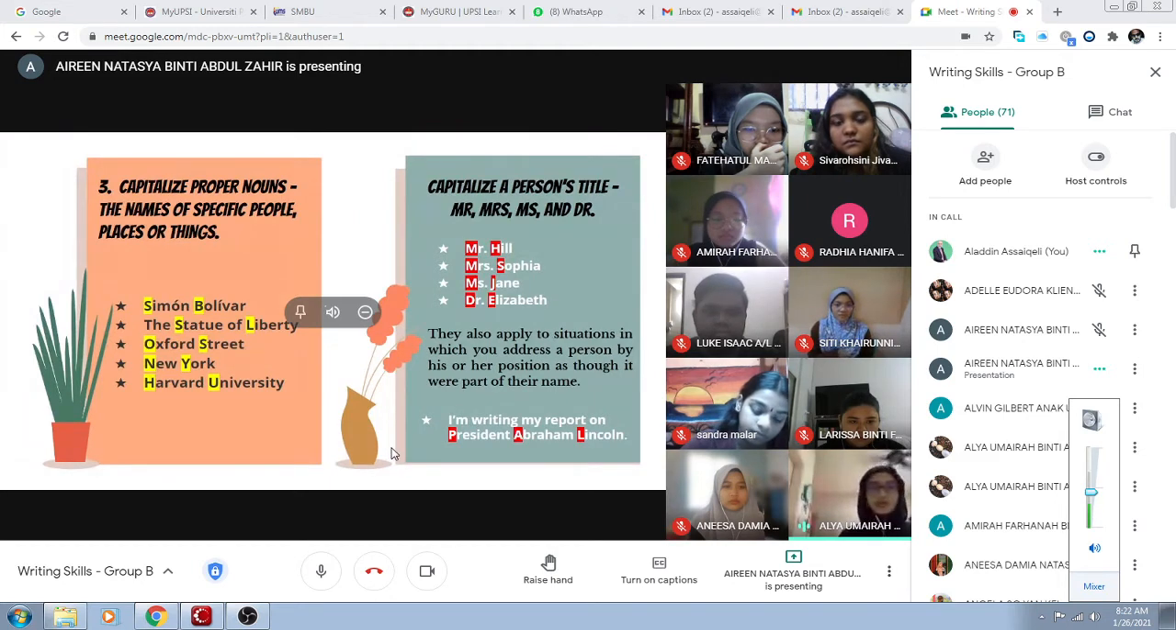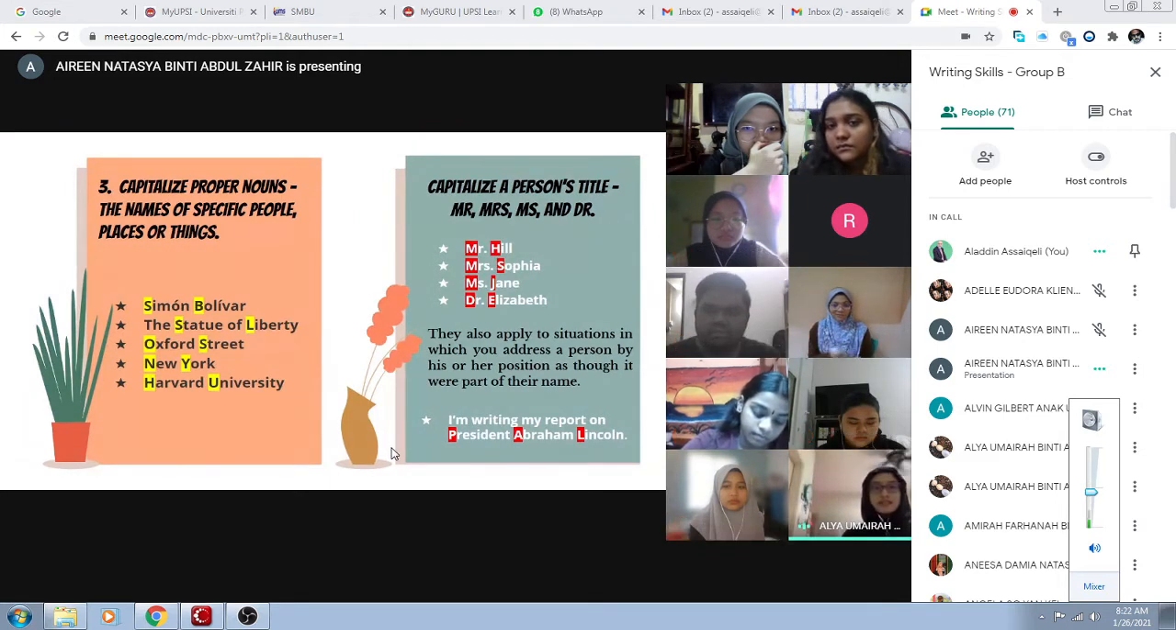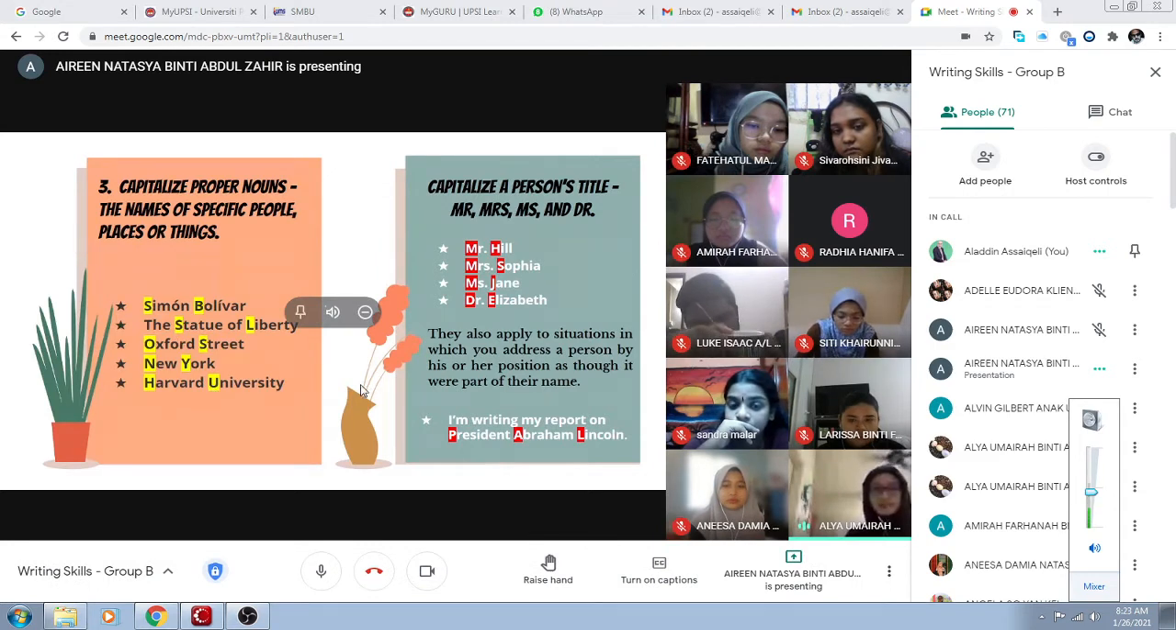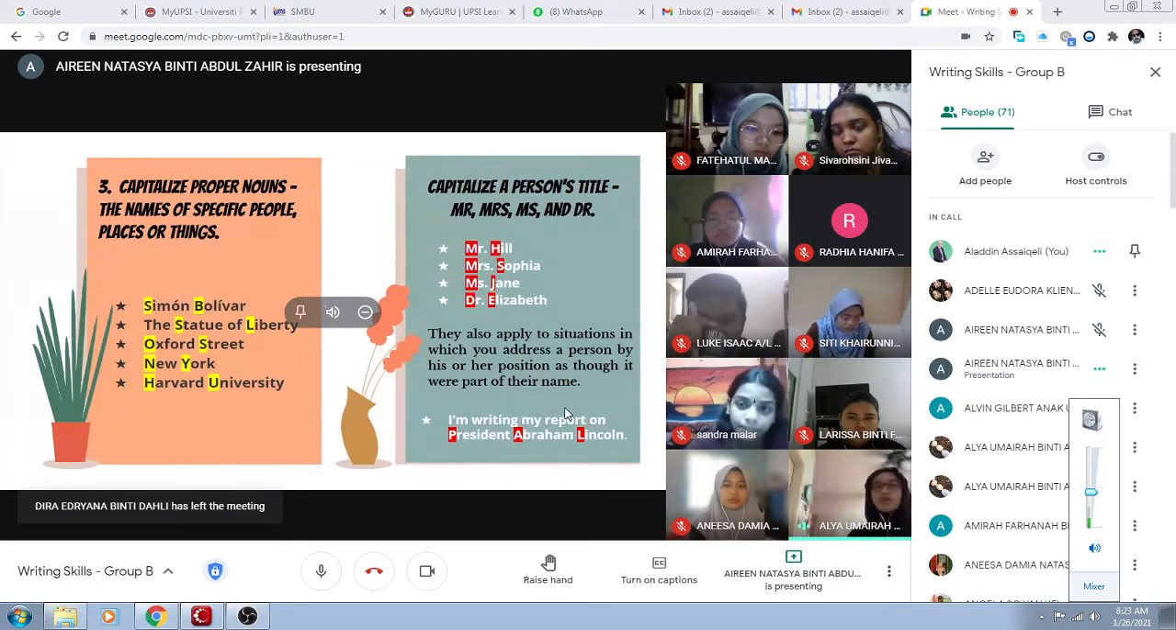Next, moving on, we need to capitalize a person's title, which includes Mr., Mrs., Miss, and Doctor. The examples I have are Mr. Hill, Mrs. Sophia, Miss Jane, and Dr. Elizabeth. Titles can be as simple as Mr., Mrs., Miss, and Doctor, but they also apply to situations in which you address a person by his or her position as though it were part of their name. For example, I'm writing my report on President Abraham Lincoln. So the P in president is the one where you need to capitalize, along with Abraham Lincoln.